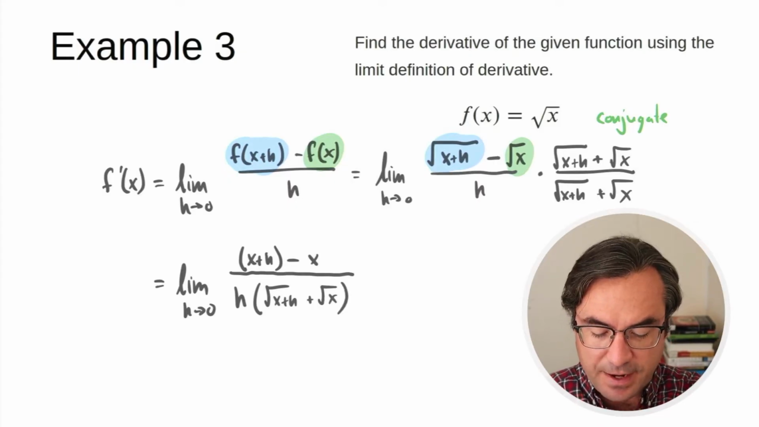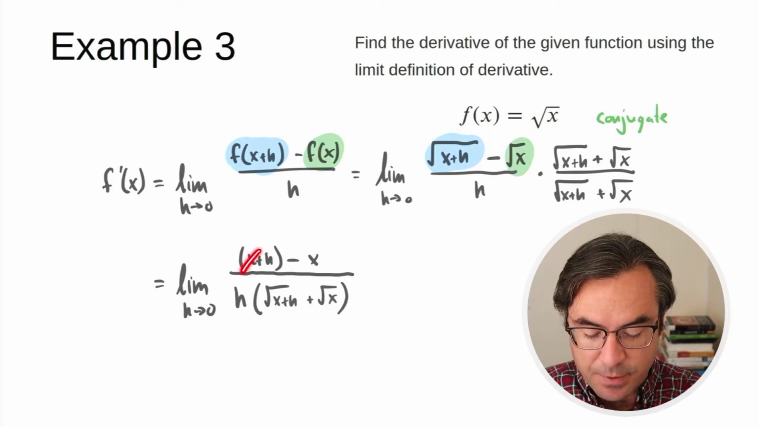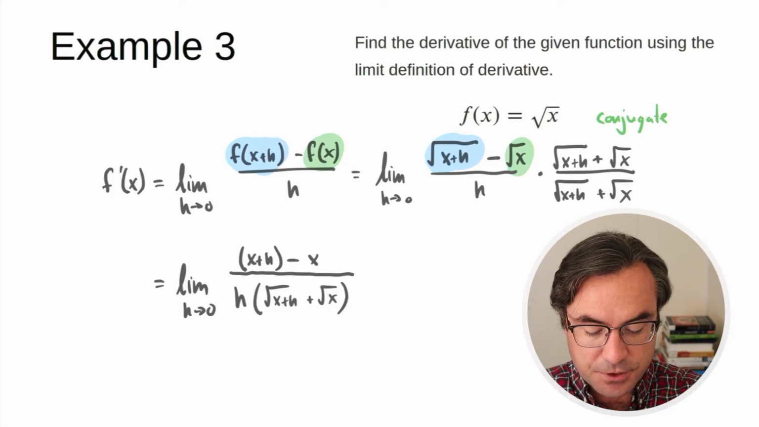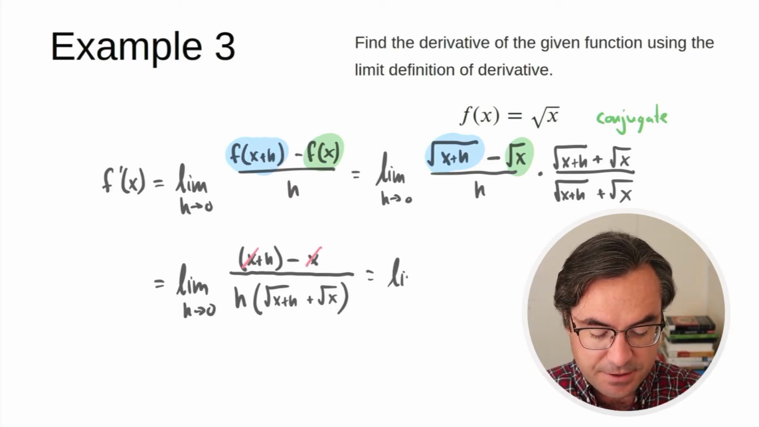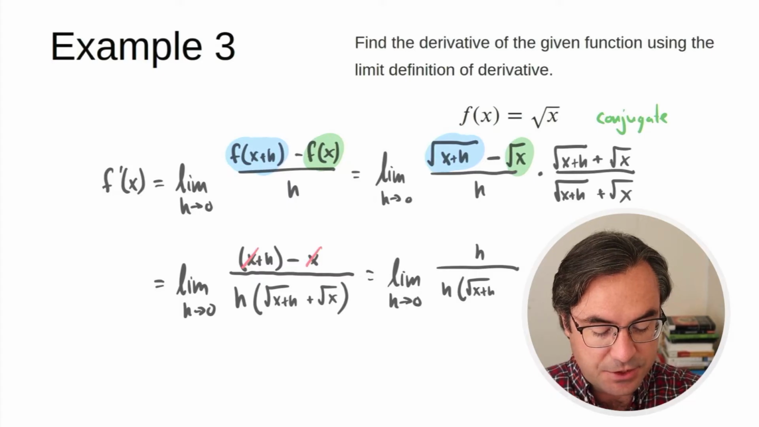And then if we simplify, a little bit of canceling happens in the numerator. We have x and then minus x, so those are going to cancel. What we have left, we're still doing our limit, and we have just h over h times the square root of x plus h plus the square root of x.